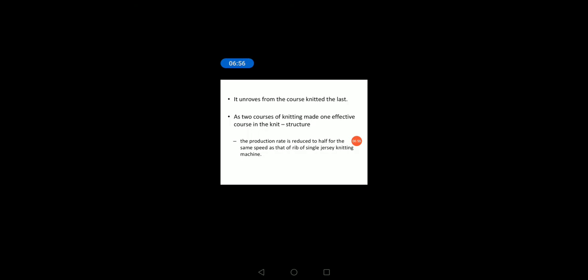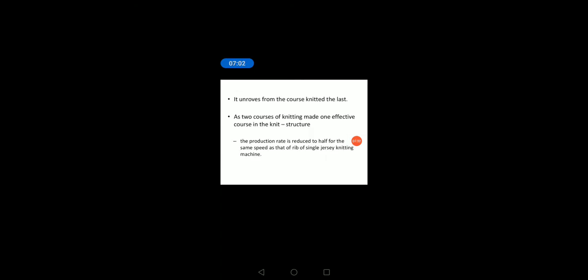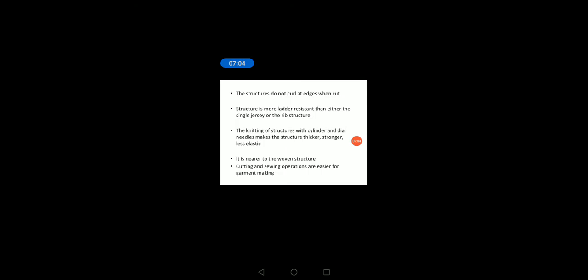The production rate is reduced for the same speed, and the mechanism is more complicated than jersey. The structure is near to a woven structure, and cutting and sewing operations are delicate. Interlock is very costly and a very high quality fabric, very hygienic in the stitching of garments, and they do not curl at the edges when cut.